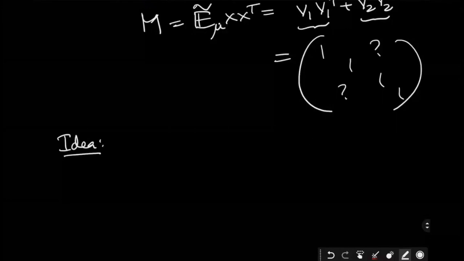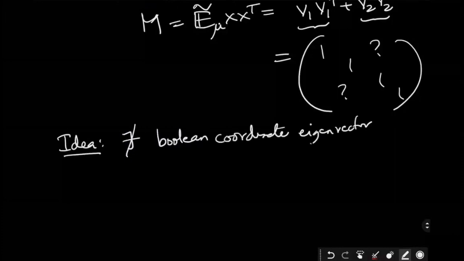And so basically, what was our idea? Our idea was that there is no Boolean coordinate eigenvector of the top eigenspace of L sub G.